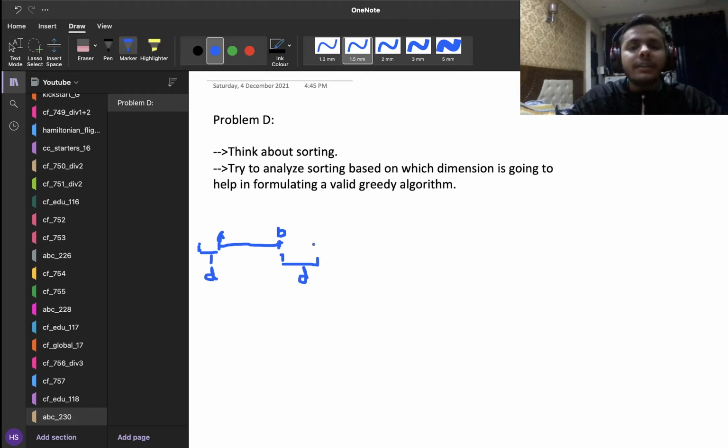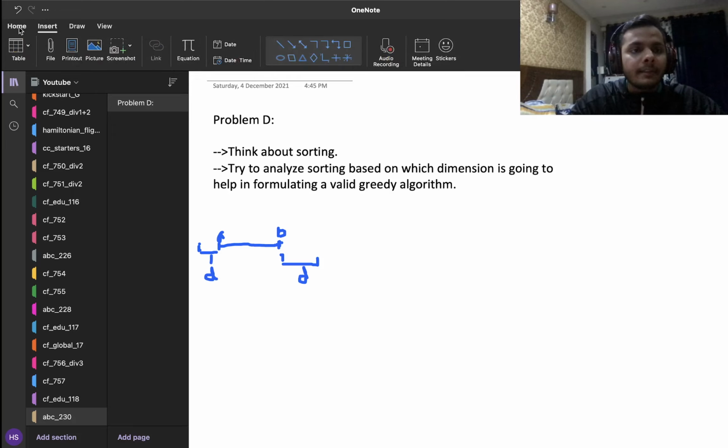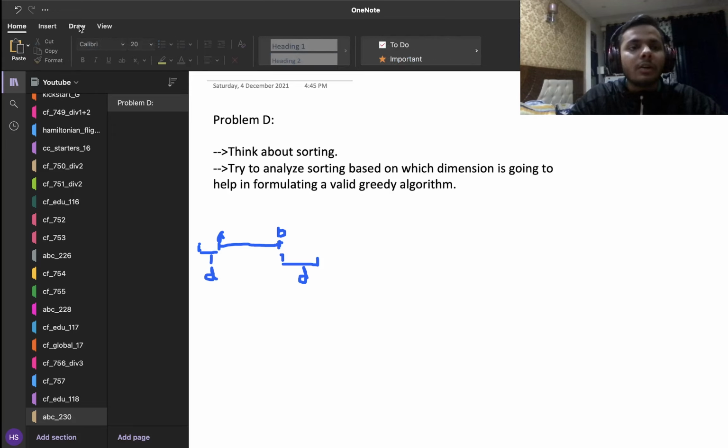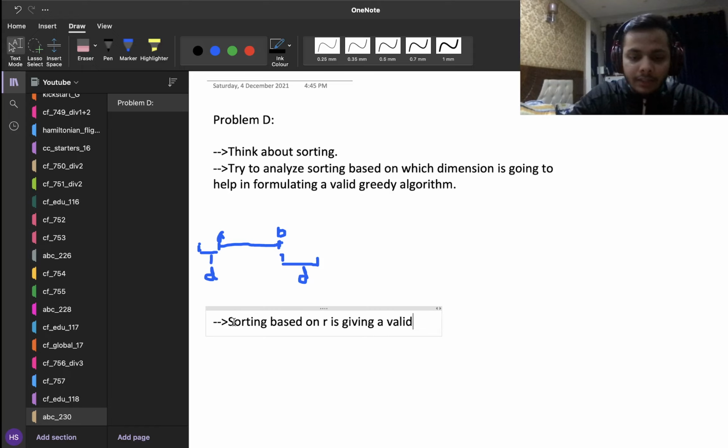And I am sure that this algorithm is correct because there is nothing stopping me from doing it, and it is also the most beneficial thing to do. So what we realize is that sorting based on R values gives us a valid greedy algorithm. Yeah, this is how things are going to work here.